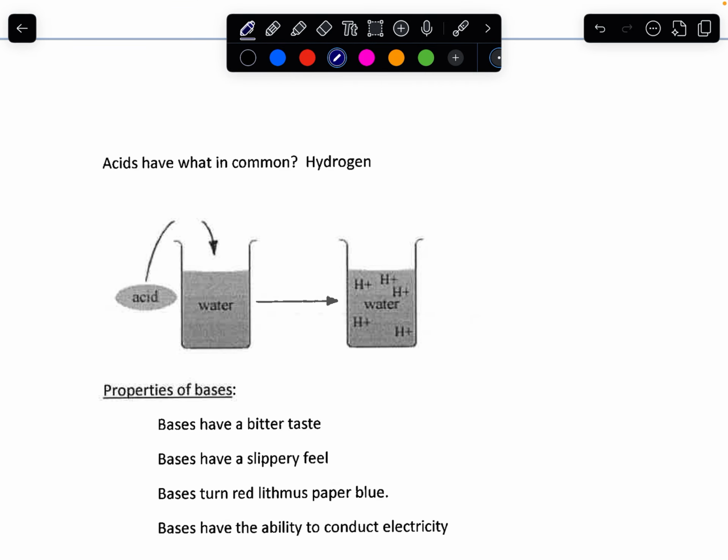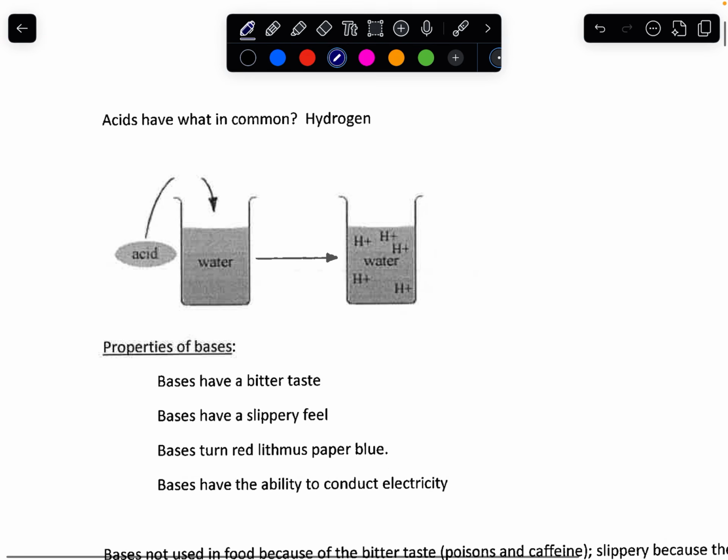All right. So flipping on over, we already talked about how the acids all have hydrogen in common. So what that means is that when I take that acid and dissolve it in water, all of my acids are going to dissociate. Remember, that's a fancy way to say they're going to break up into H plus and then whatever's left.